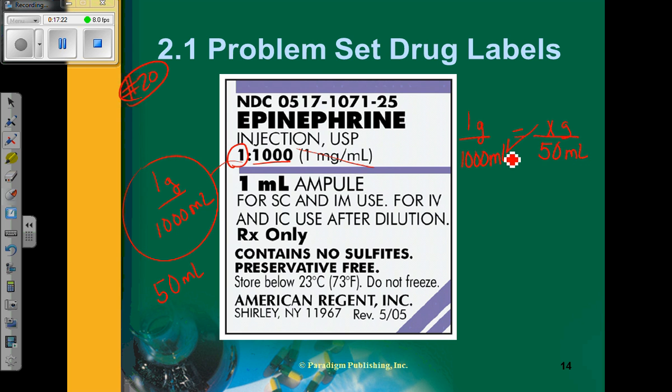So then we're going to cross multiply. X times 1,000 always goes on the bottom because you're multiplying it by the x. And I always put an x with the number just to kind of remind you. So it would be 1,000x. And then 50 times 1 would be 50. If you took your handy dandy calculator and divided 50 by 1,000, it would come out to be 0.05 grams. So you have 0.05 grams in 50 milliliters.